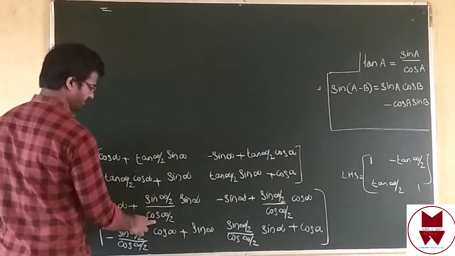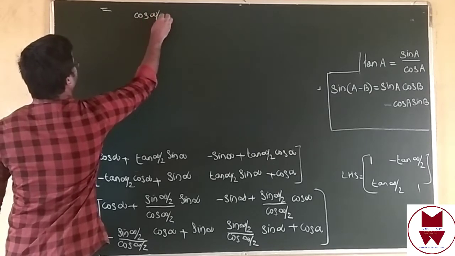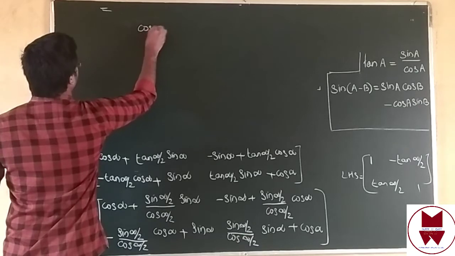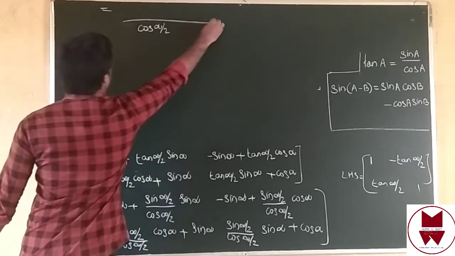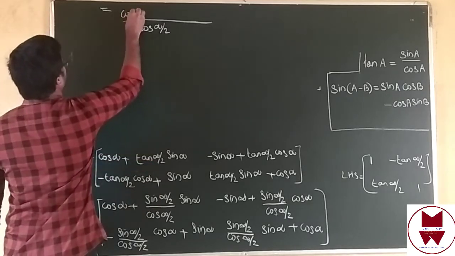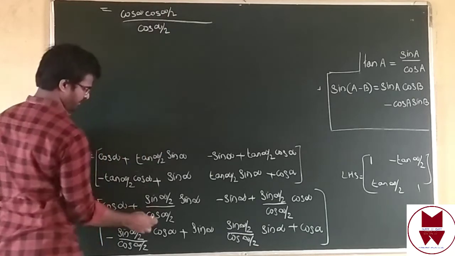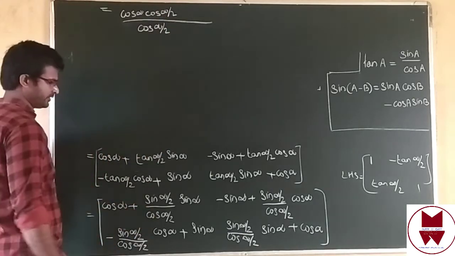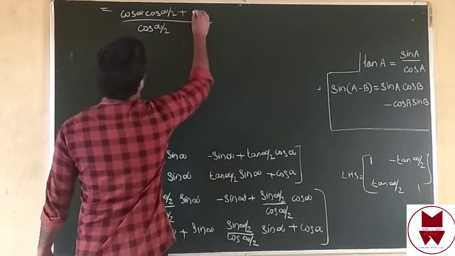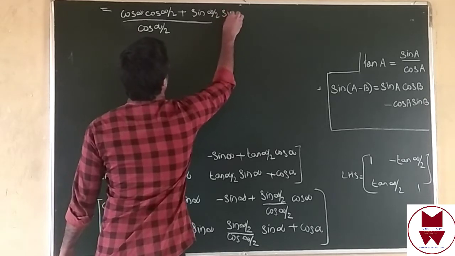What is LCM in here? That is cos alpha by 2. And then this 2 multiple cos alpha into cos alpha by 2. We will multiple this 2 cos alpha into cos alpha by 2, plus then sin alpha by 2 sin alpha.